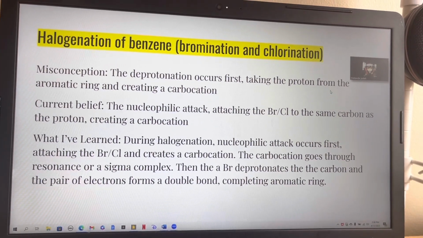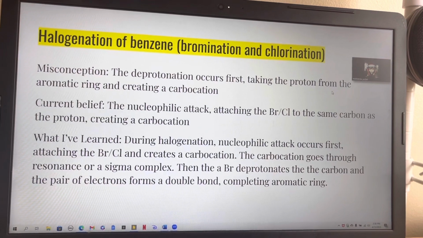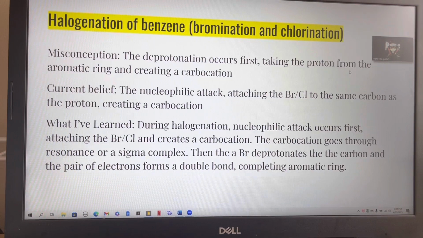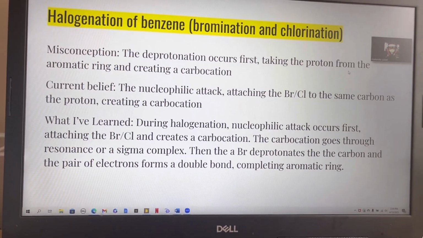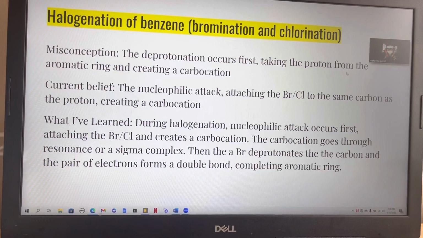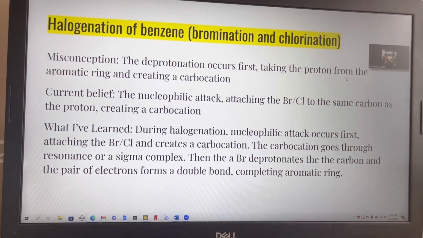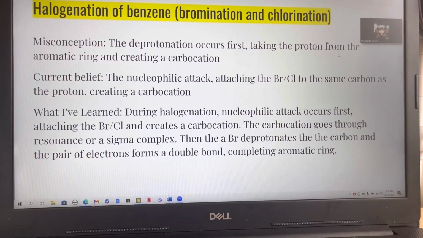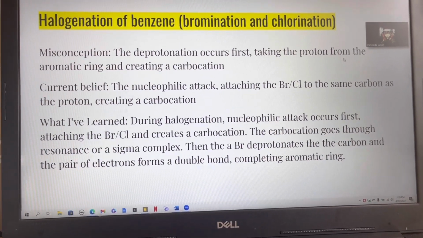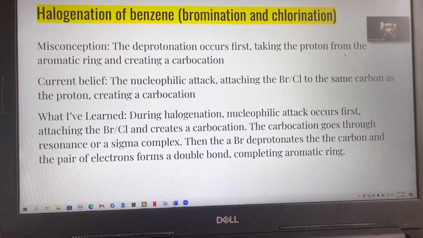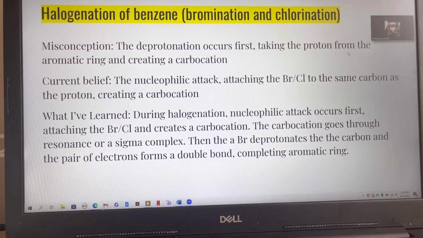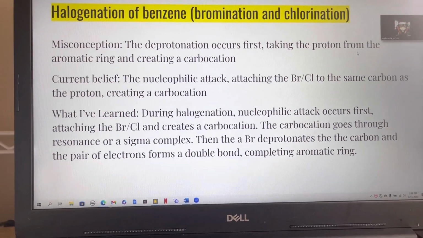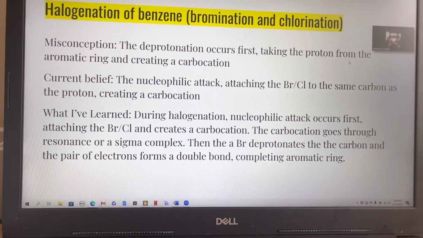A misconception about this is that deprotonation occurs first, taking a proton from the aromatic ring and creating a carbocation. The current belief is the nucleophilic attack attaches the Br/Cl to the same carbon as the proton, creating a carbocation. And I've learned that during halogenation, nucleophilic attack occurs first, attaching the Br/Cl and creating a carbocation. The carbocation goes through resonance, or sigma complex. Then the Br deprotonates the carbon and the pair of electrons forms a double bond, completing the aromatic ring.